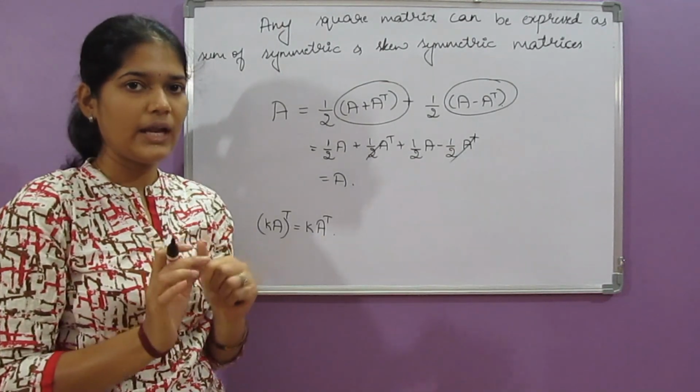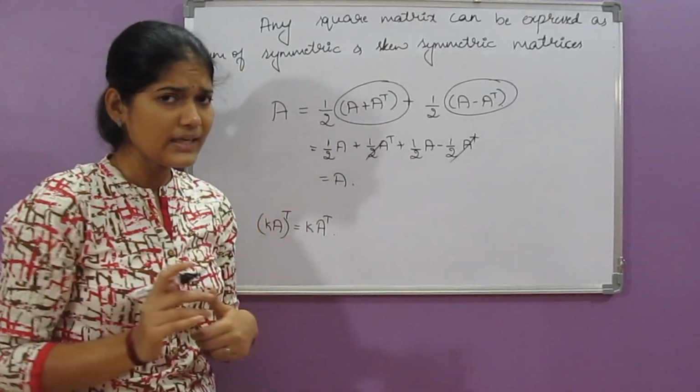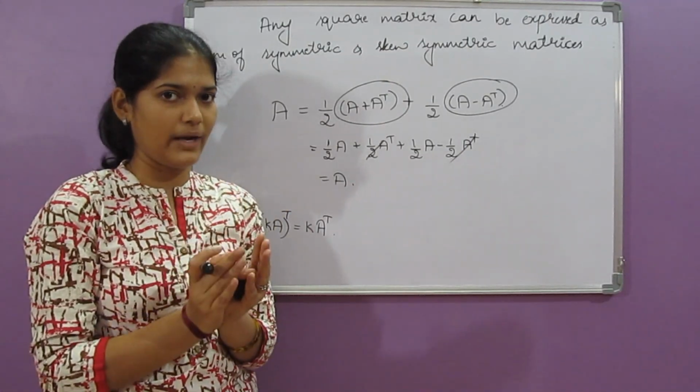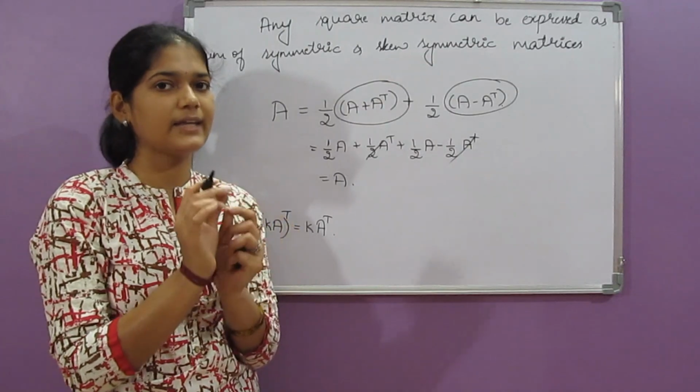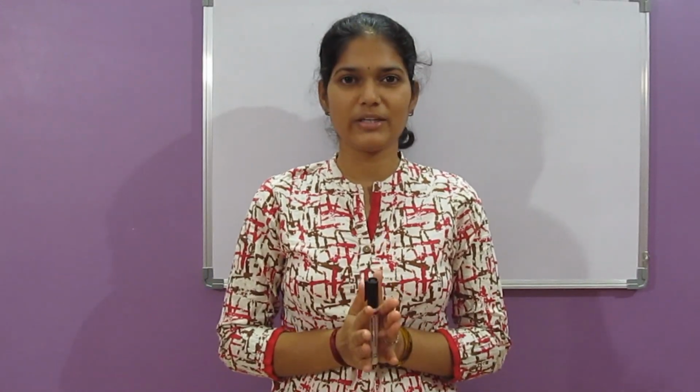You will have so many problems on this result. That is, they will give you some square matrix and ask you to represent that matrix as the sum of symmetric and skew-symmetric matrices. This was all about symmetric and skew-symmetric matrices.